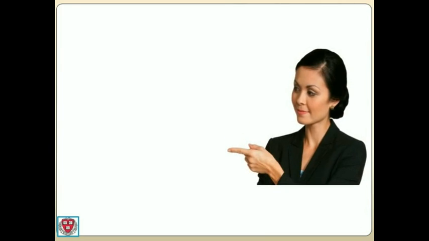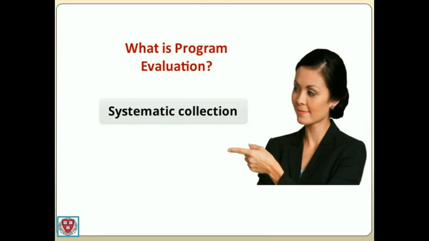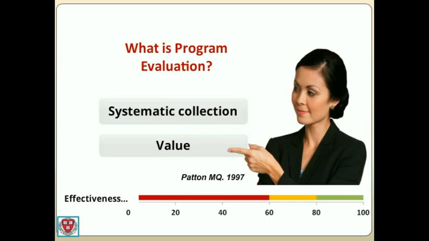Let's take a look at Patton's definition of program evaluation. Program evaluation is the systematic collection of information about the value of activities, characteristics, and outcomes of programs. This information is used to make judgments about the program, improve program effectiveness, and/or inform decisions about future program development. Next, let's see how this definition applies to the evaluation of public health emergency preparedness programs.